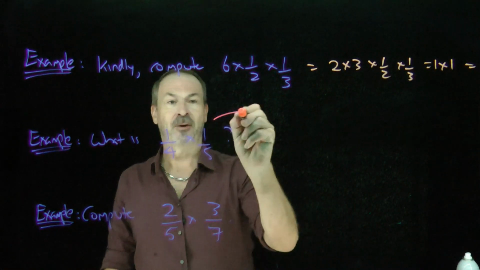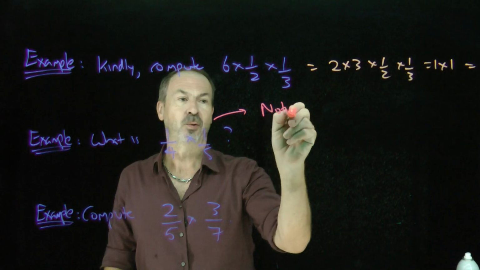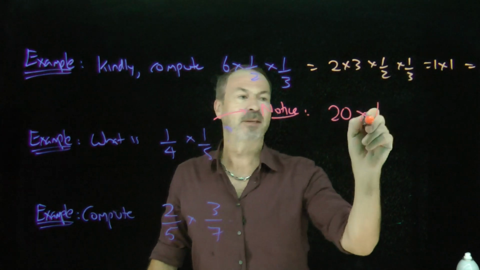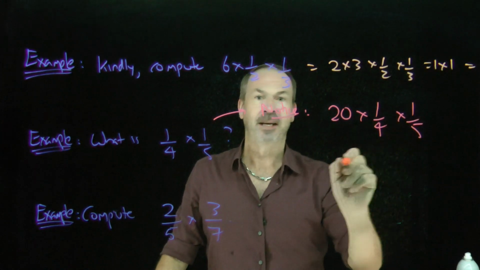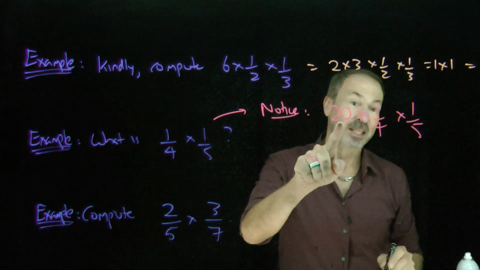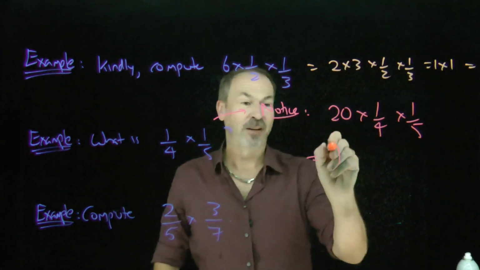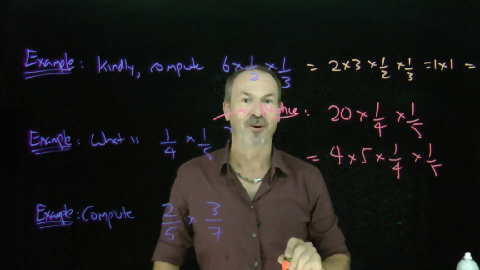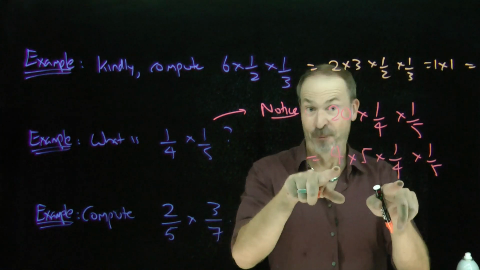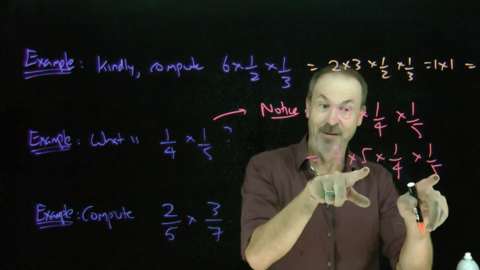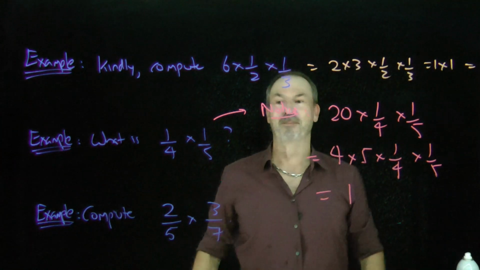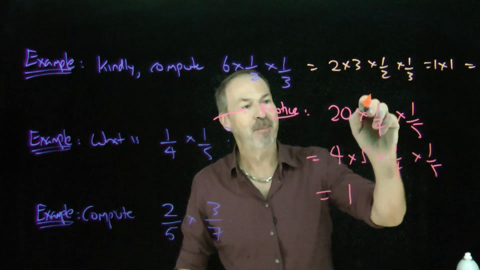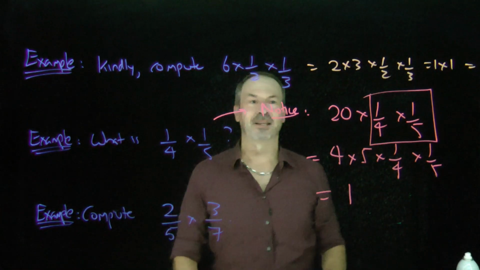So let's look at this. Notice that 20 times 1/4 times 1/5 is actually, well, 20 is very nice, it's 4 times 5. It's really 4 times 5 times 1/4 times 1/5. Beautiful. Basic property of fractions: 4/4 is 1, times 5/5 is 1. 1 times 1 is 1. Yes, this number is behaving like 1/20th.